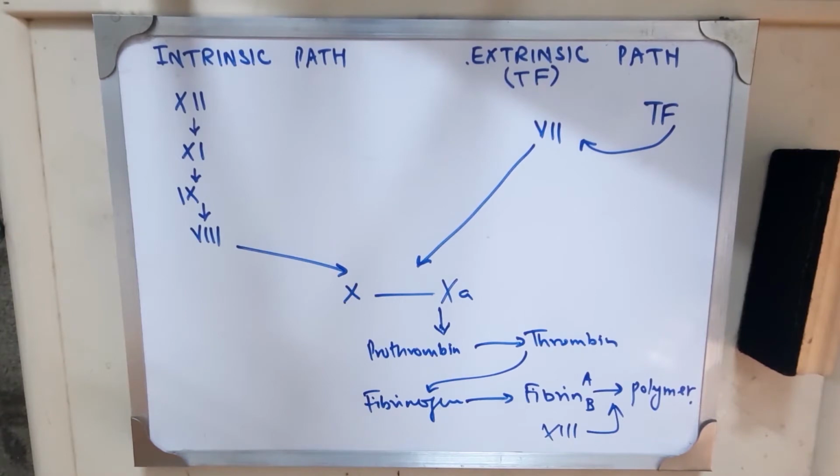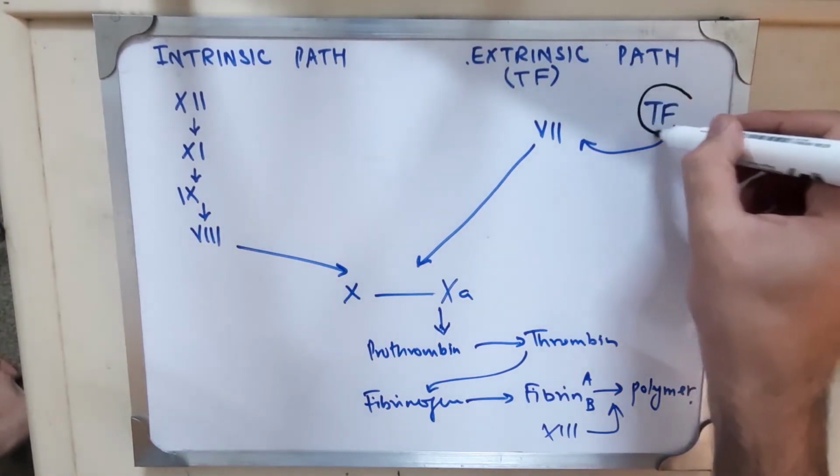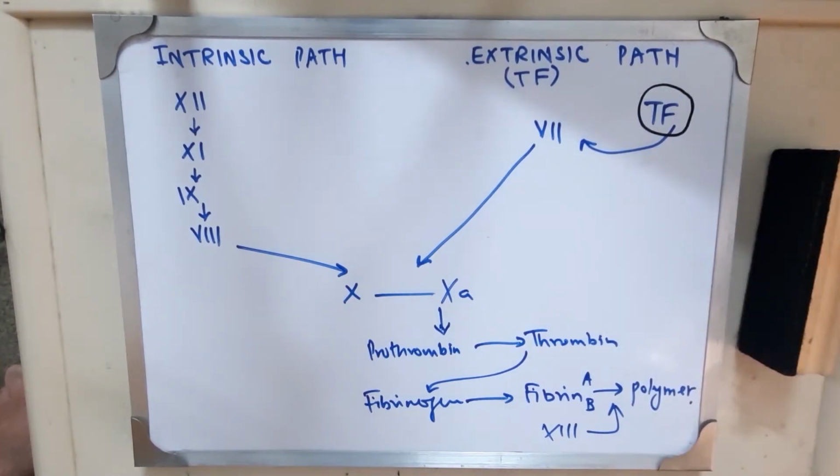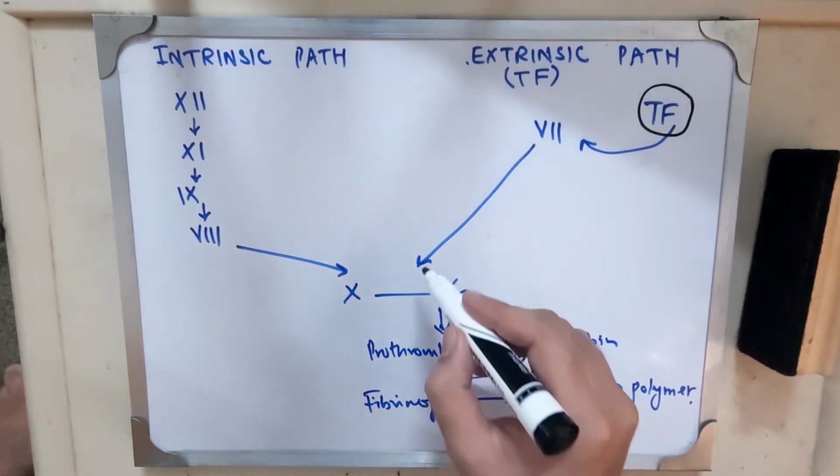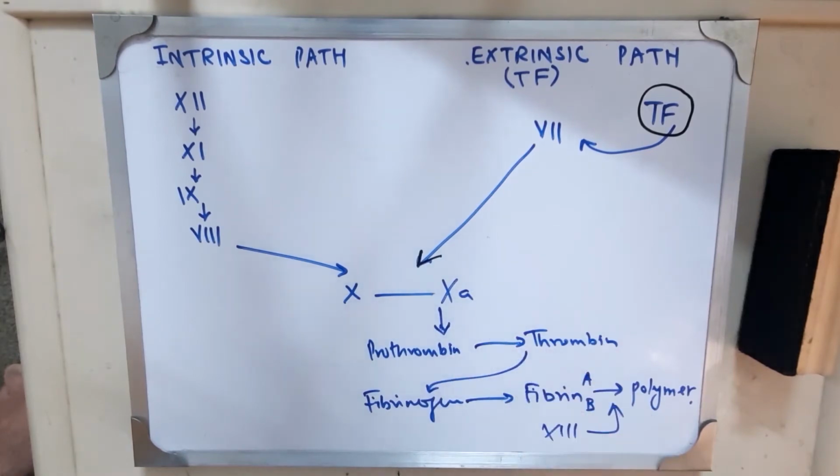Our topic for today is the coagulation cascade and the tests for coagulation. Here you can see there is an intrinsic pathway of coagulation and there is an extrinsic pathway, which is also called the tissue factor pathway. The tissue factor pathway is activated by tissue factor which is released by endothelial injury. It activates factor 7 which activates the common pathway. Common pathway is from here to here.